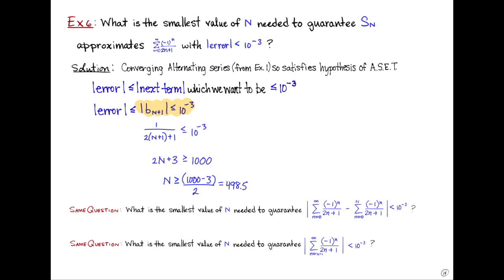498.5. Now, n has to be an integer, and we're looking for the smallest n. So you shouldn't give your answer as an inequality. It should always be of the form n equal to. You always round up. So it would be n equal to 499. Now, in this example, algebraically, we should round up because when you have 5 or greater, you round up. But even if that had been 498.01, you would still round that up to 499.